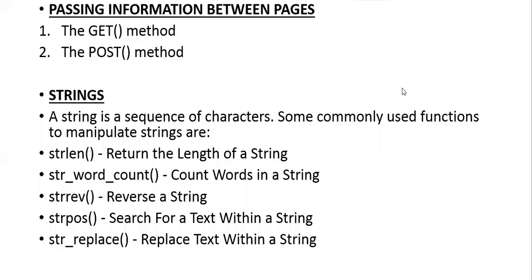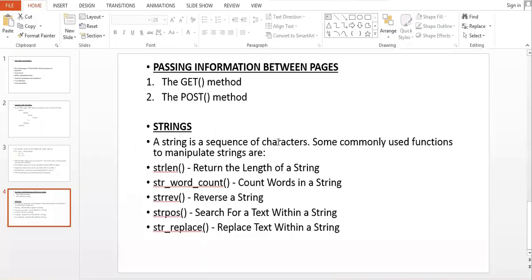Let us see the next topic, that is passing information between pages. So we have two methods, that is the get method and the post method. Both of these methods are going to help us to transfer our information from one page to another page in PHP. Now let us understand this with the help of an example.